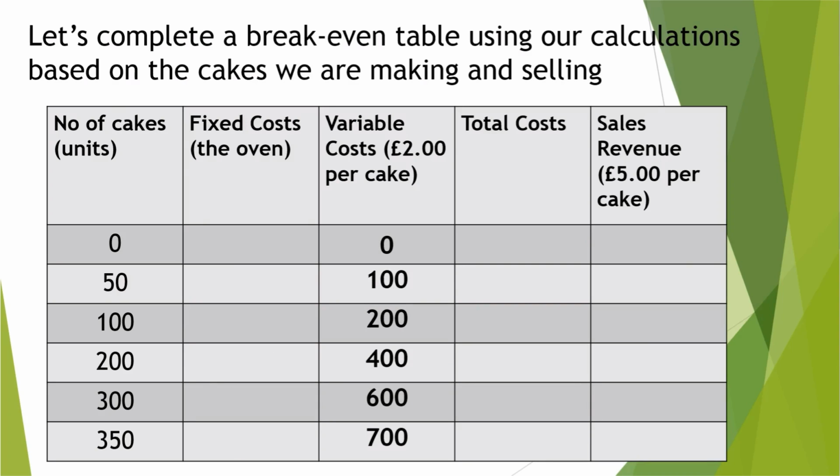Now have a look at the variable costs. My variable costs we know were £2 per cake. This is my ingredients. Therefore, if I don't make any cakes, so 0 units, I won't be using any ingredients, and therefore my variable cost will be 0. If I make 50 cakes, so 50 units, I multiply that by my £2, which is my ingredients per cake, which would then give me £100. I then look at my 100 cakes, multiply that by 2, which gives me £200, and so on for 200 cakes, 300 cakes, and 350 cakes.